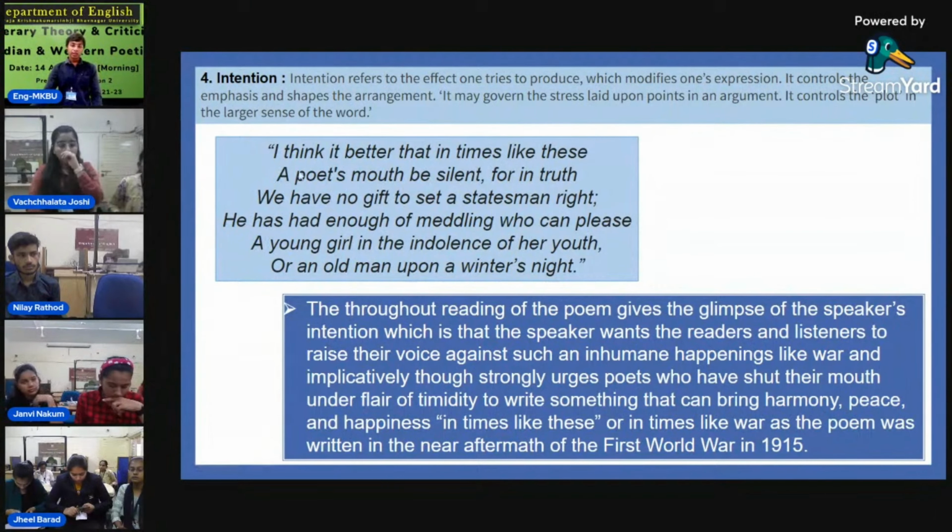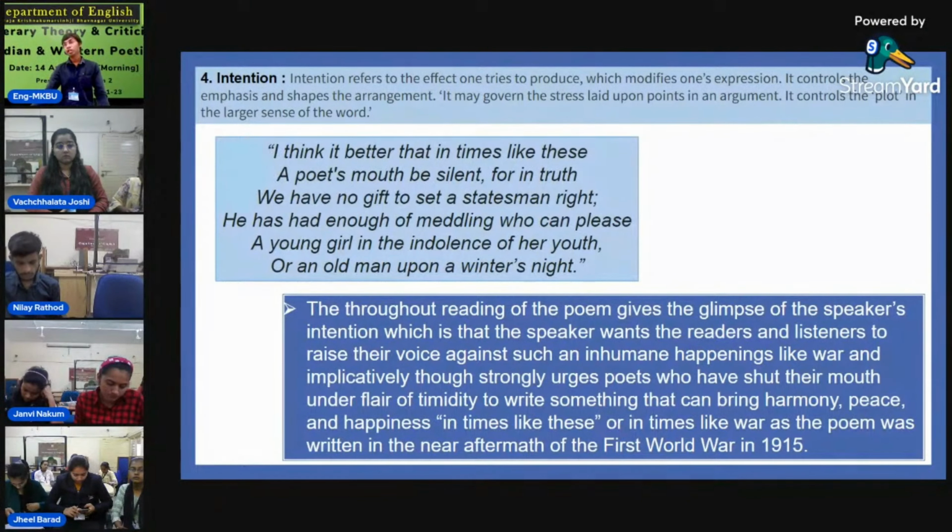So here, the thorough reading of the poem. I have taken the whole poem here. We can say that the thorough reading of the poem gives a glimpse of the speaker's intention, which is that the speaker wants the readers and listeners to raise their voice against such inhuman happenings like war, and implicitly, though strongly, urges poets who have shut their mouths under the flare of timidity to write something that can bring harmony.